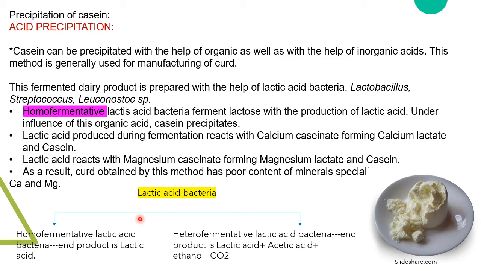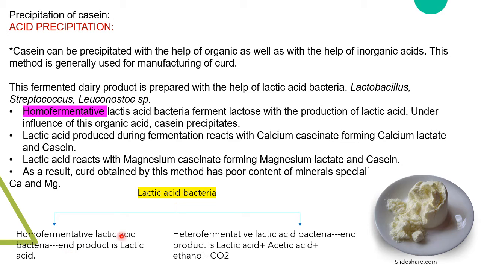Actually there are 2 types of lactic acid bacteria. Okay, you should know this. Homofermentative lactic acid bacteria produce just one end product, that is lactic acid. But heterofermentative lactic acid bacteria produce end products like lactic acid plus some amount of acetic acid plus some amount of ethanol plus some amount of CO2. This is the fermentation type which you find in case of idli batter or dhokla batter, which gives a spongy texture, right? And the homofermentative type of fermentation you find in case of curd.